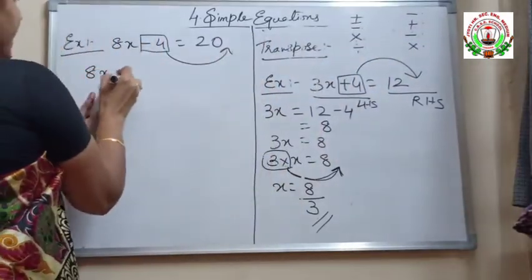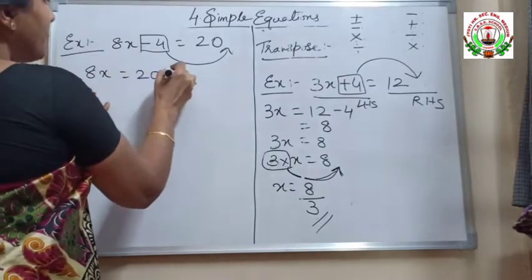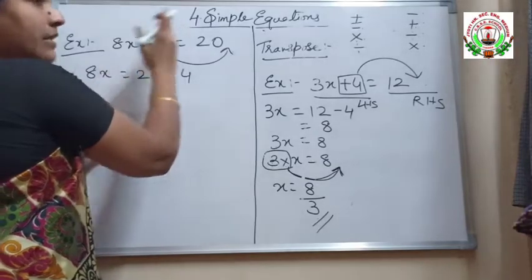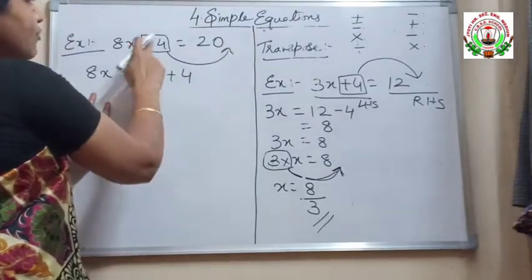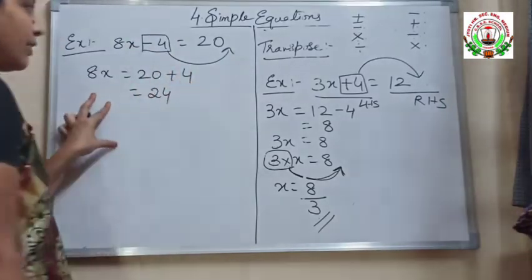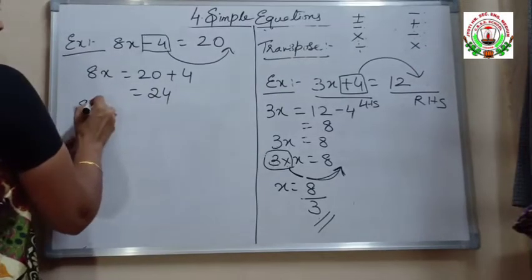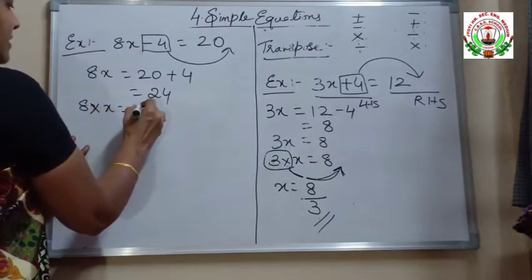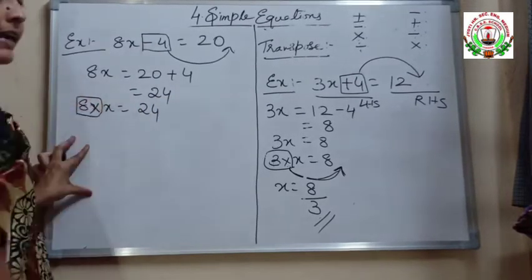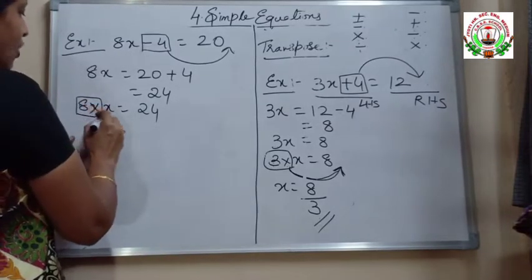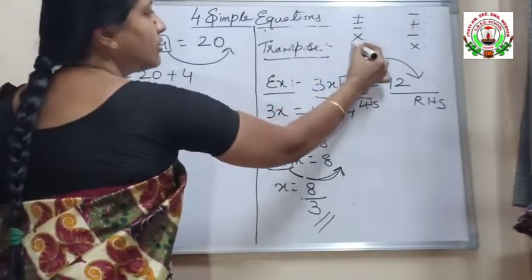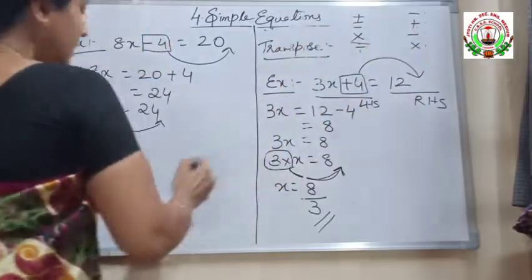So this will become 8x is equal to 20 plus 4. This minus 4, when we are transferring it from the left hand side to the right hand side, becomes plus 4. So this will be 20 plus 4, it is 24. Now here 8x means 8 into x is equal to 24. So I have to transfer this 8, which is in multiplication form, from the left hand side to the right hand side.